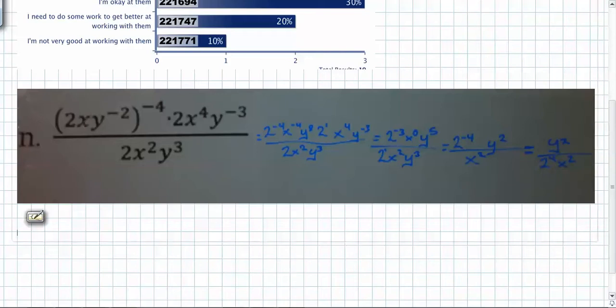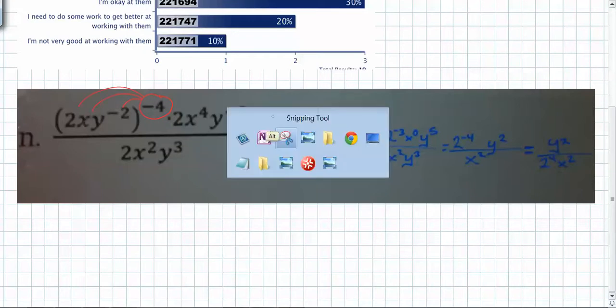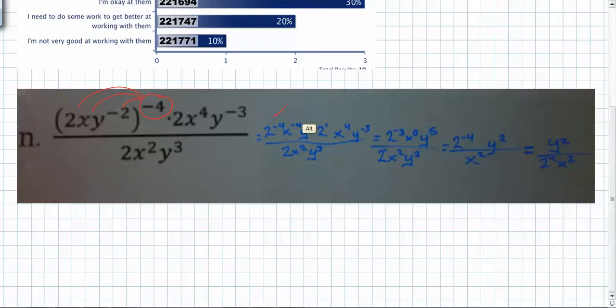Okay, so let's take a look at this. So what did you do first here? What did you do with this negative 4 power here? Yeah, you kind of distributed it in so it goes to the 3 places. So I agree with 2 to the negative 4th.